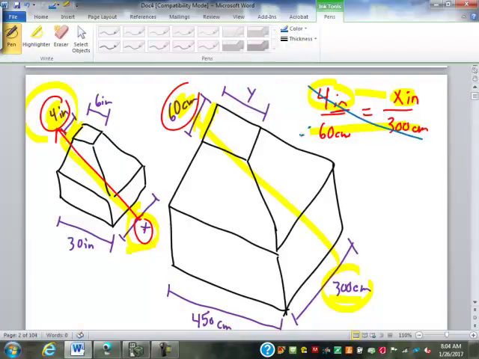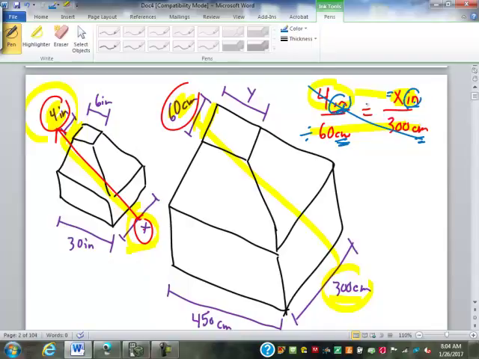4 times 300 divided by 60. Don't you have to convert it first? Nope, I don't. Because these are inches and these are inches. These are centimeters and these are centimeters. I'm using a proportion that has rates in it rather than ratios. So as long as this unit and this unit are the same, and this unit and this unit are the same, I can still cross multiply and divide.